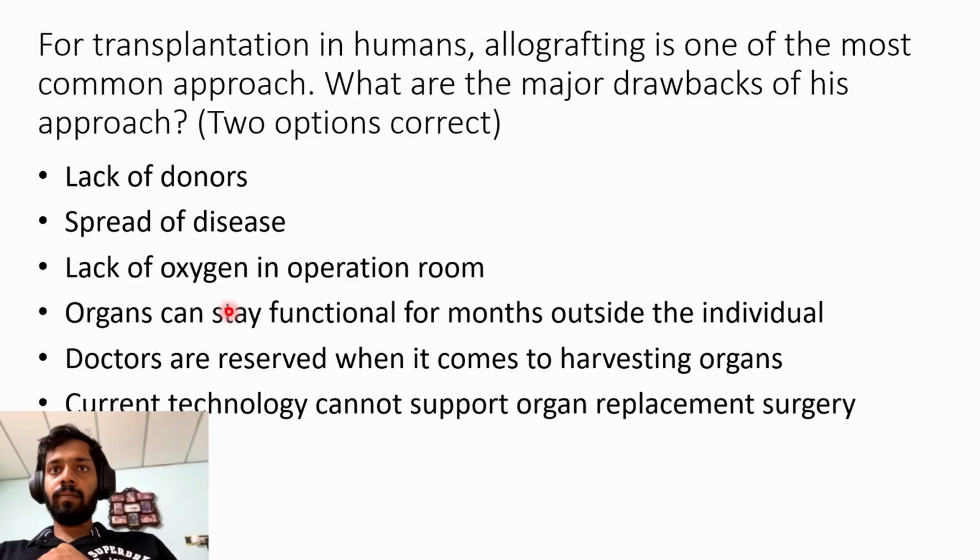So allografting, lack of donors is correct. Lack of donors might be a problem because you're transplanting within the same species from one individual to the next. So lack of donors is a huge problem, in fact, for allografting in humans. What could be the other major drawback?